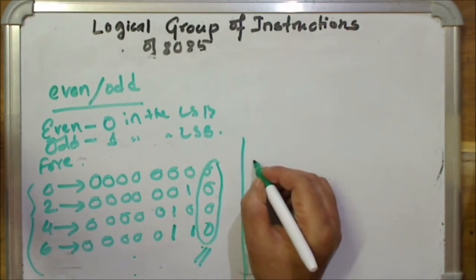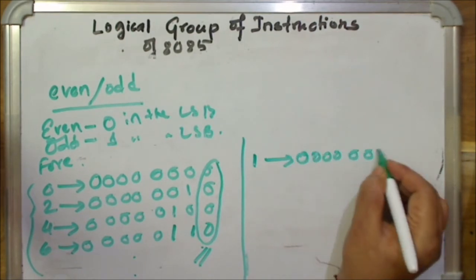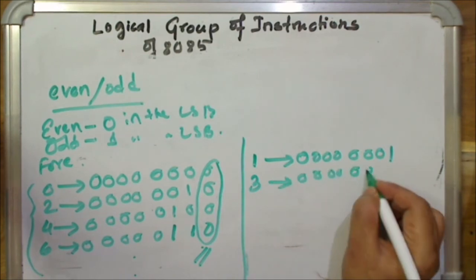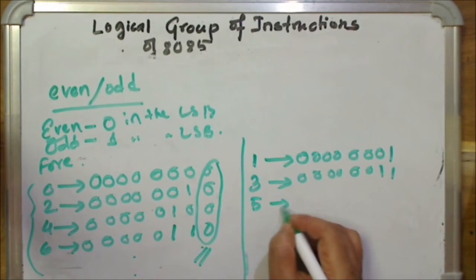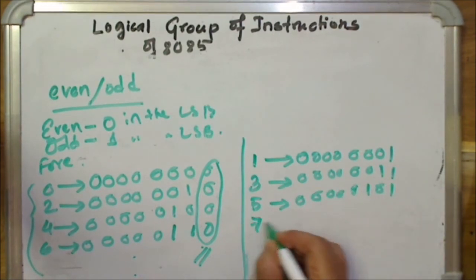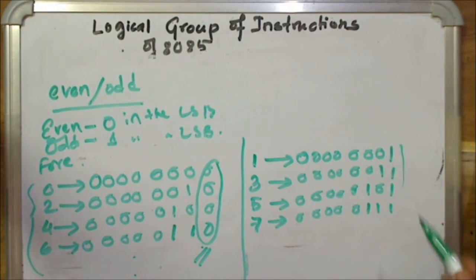And if you check the odd numbers, suppose 1, it has 0 0 0 0 0 0 0 1. If I check 3, it is 0 0 0 0 0 0 1 1. For 5, it is 0 0 0 0 0 1 0 1. For 7, it is 0 0 0 0 0 1 1 1. So all the even numbers have 0 in the LSB, and all the odd numbers have 1 in the LSB.